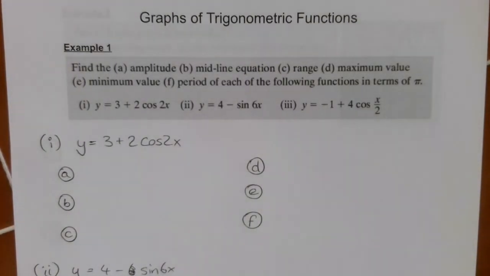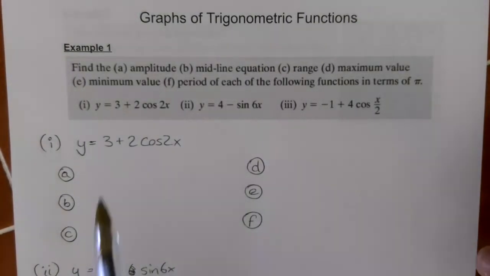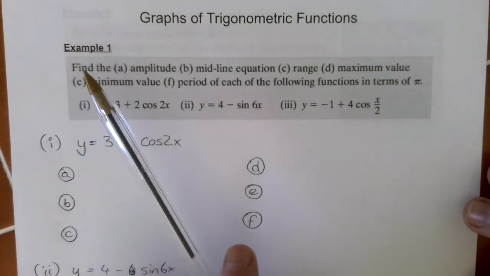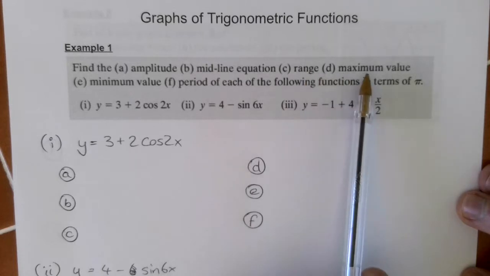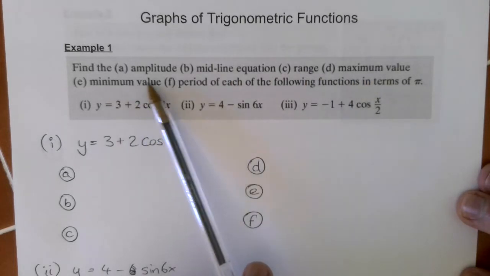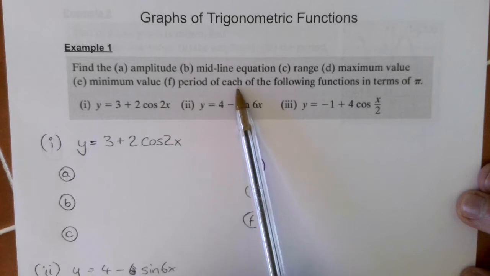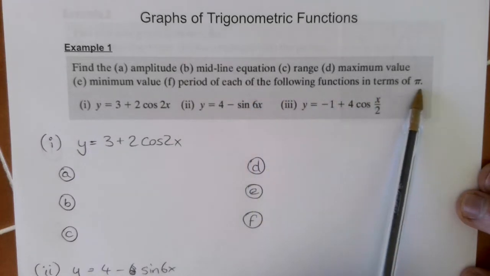This example is on graphs of trigonometric functions. So example 1, it says find A, the amplitude, B, the midline equation, C, the range, D, the maximum value, E, the minimum value, F, the period of each of the following functions in terms of pi.